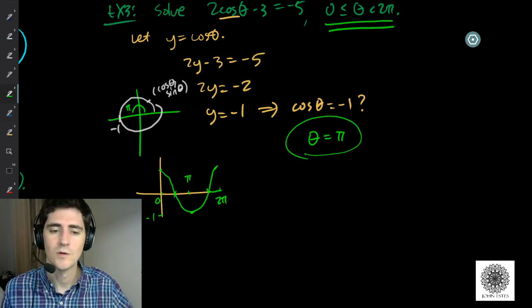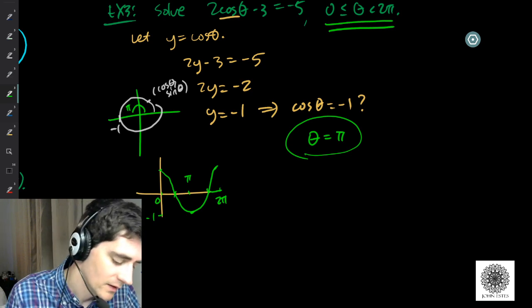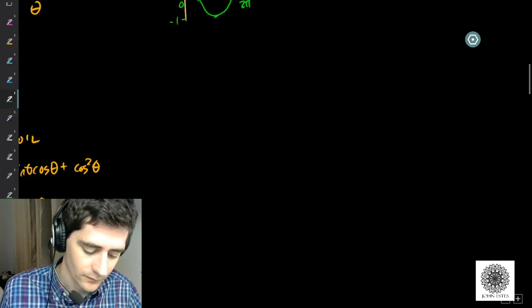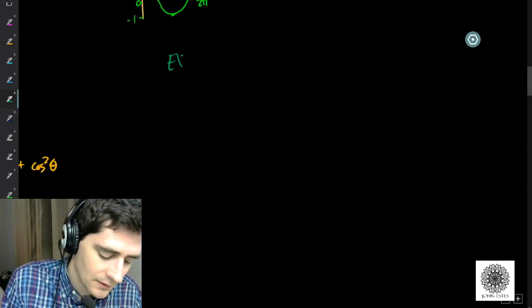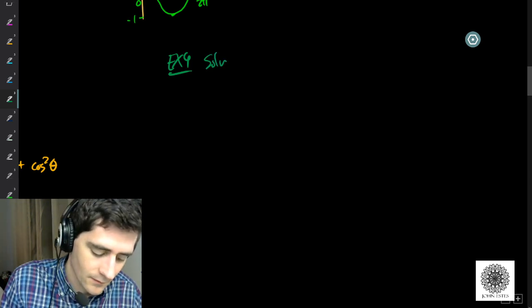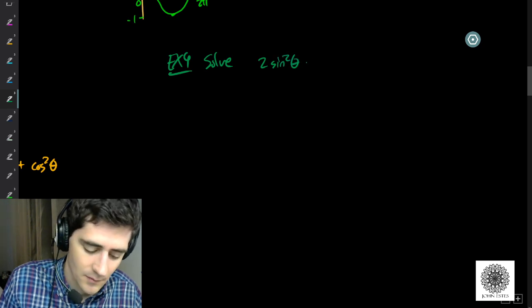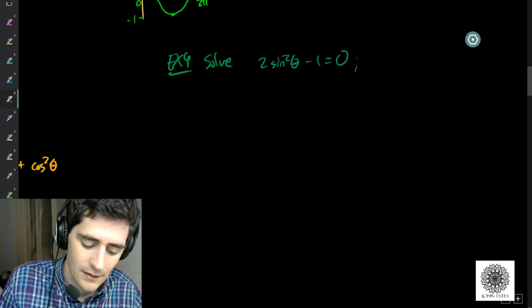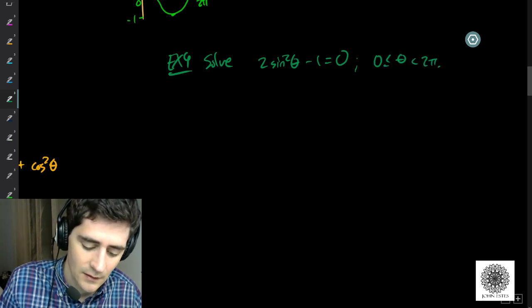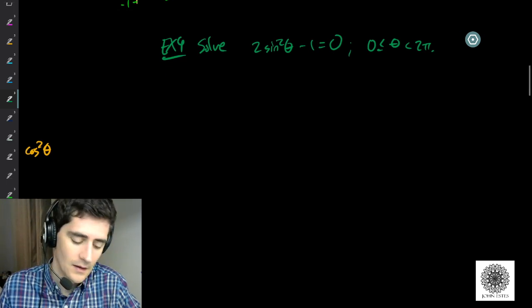Let's look at a couple more. I'm going to go over a couple more, and we'll just call it a day from there. And we'll pick up with more of this next week. All right, so example 4. This time I want to solve 2 sine squared minus 1 equals 0. And here I want theta to be between 0 and 2 pi. So again, I'm just doing it over 1 revolution.